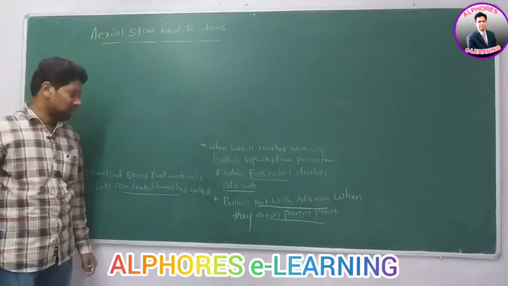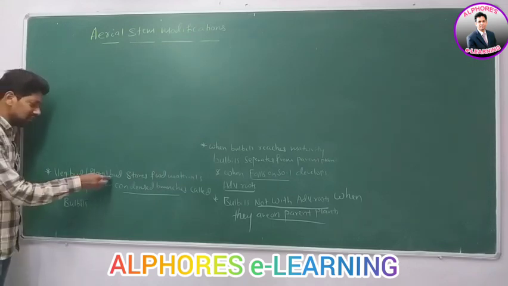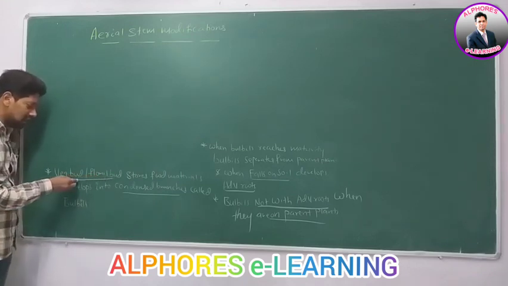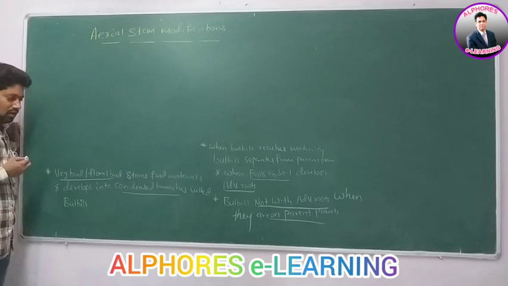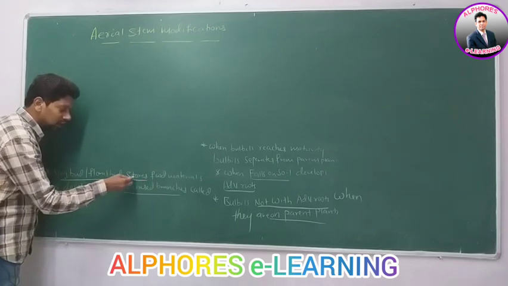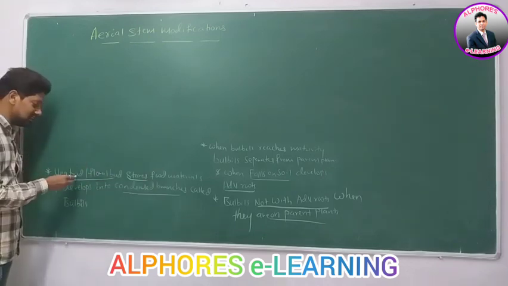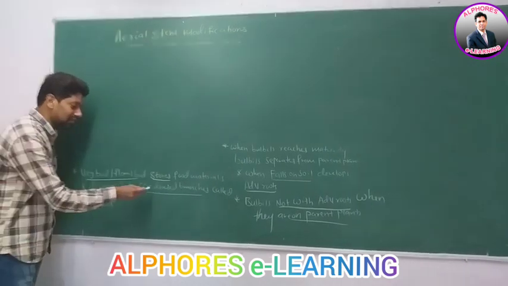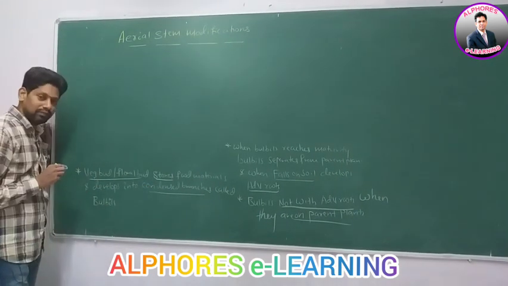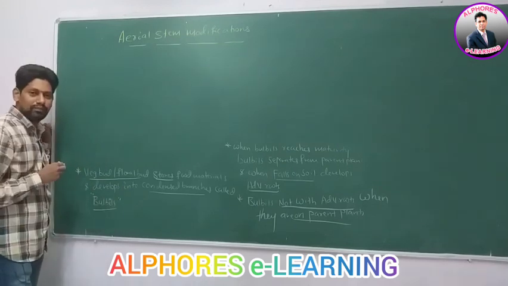Is it okay? Therefore, see these statements. Bulbil is developed either from a vegetative bud or a floral bud. How is this bulbil developed? The vegetative bud or floral bud is storing food materials. Once it stores food materials, this vegetative bud or floral bud develops into condensed branches. The condensed branches we call bulbils.